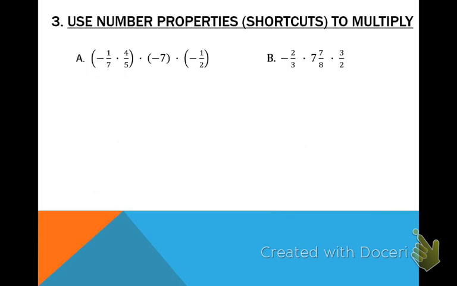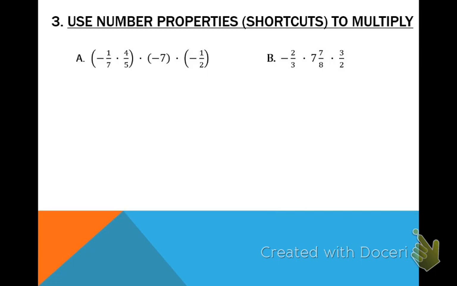Great job. Next up, this says to use number properties or shortcuts to multiply. Do you guys remember the commutative property? The commutative property told us, remember we talked about commuting in a car? In a car, you're moving around from one place to another. So the commutative property says I am allowed to move numbers from one place to another in my problem, okay?